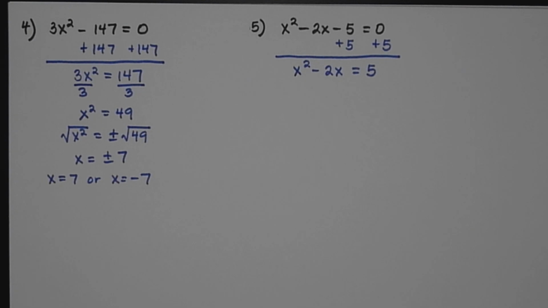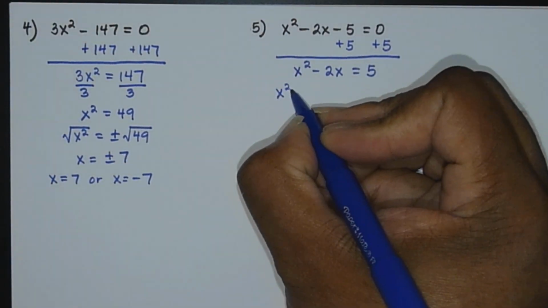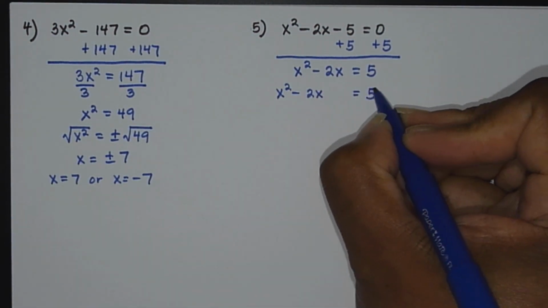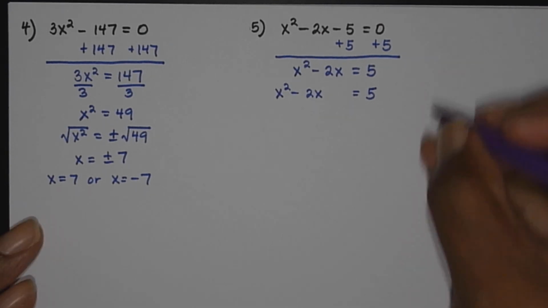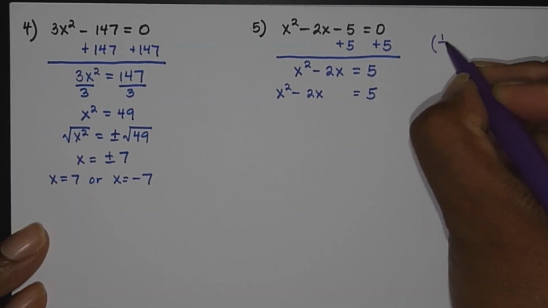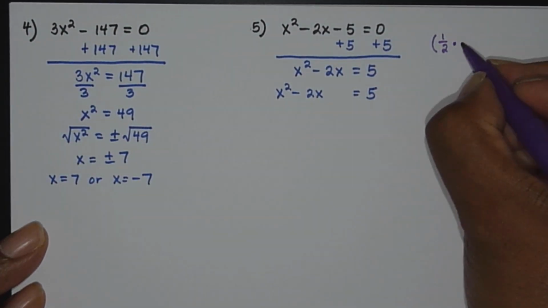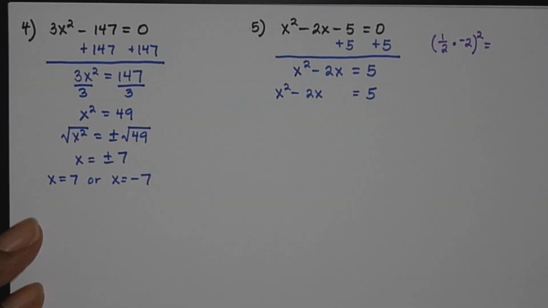And now I'm going to complete the square. Now the way that we complete the square is this. We take 1/2 the coefficient of the x term and then square it. So I'm going to take 1/2 the coefficient of the x term, which is in this case -2, and then I'm going to square it.